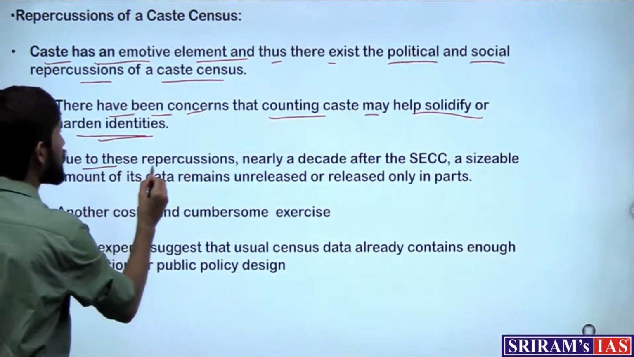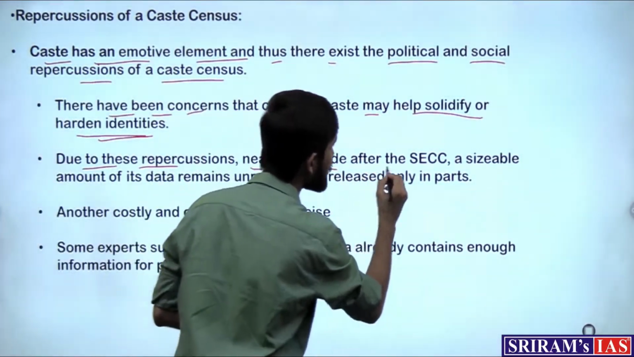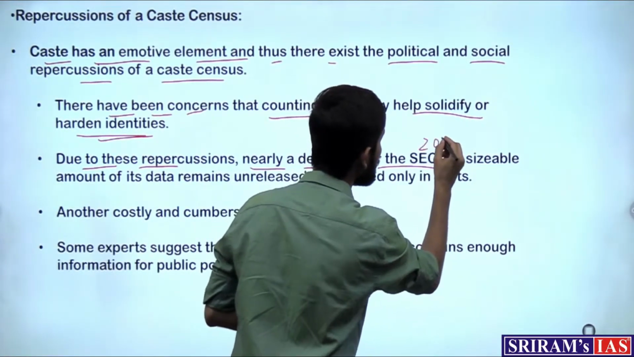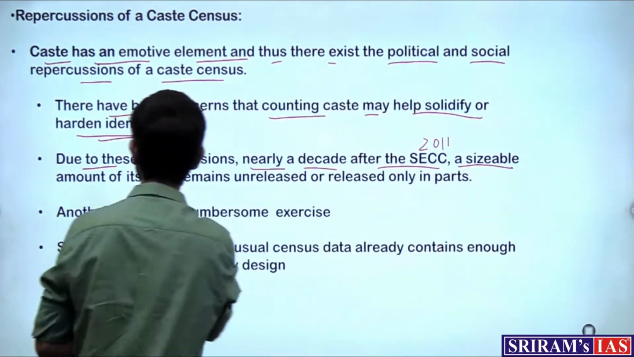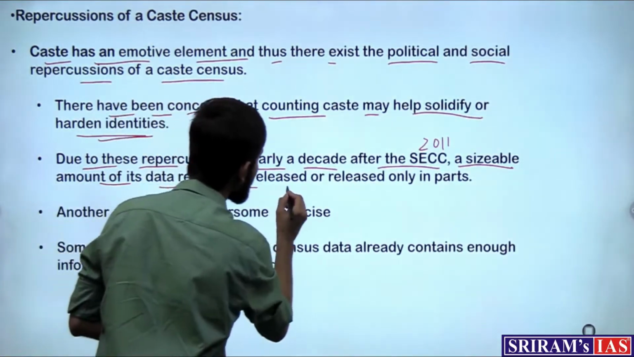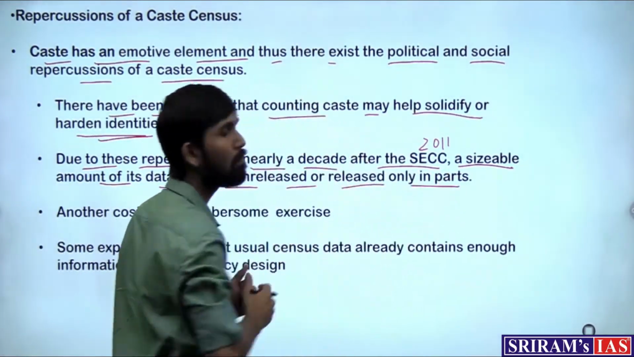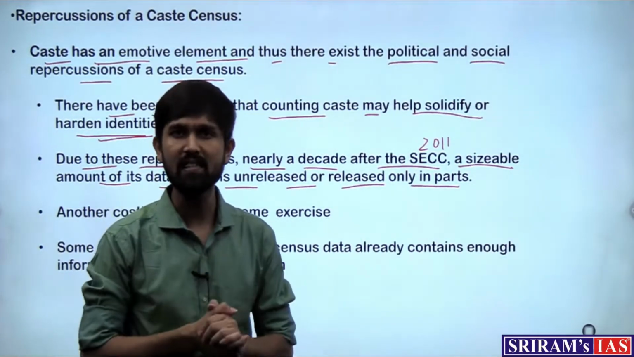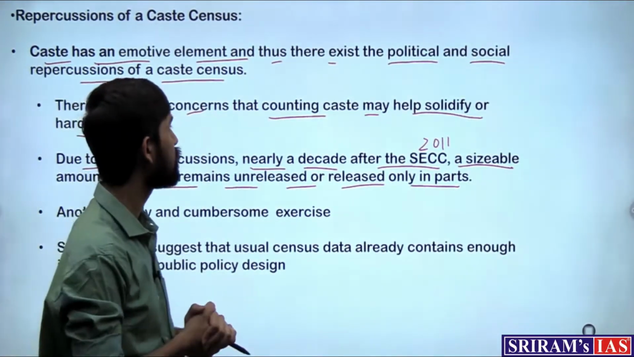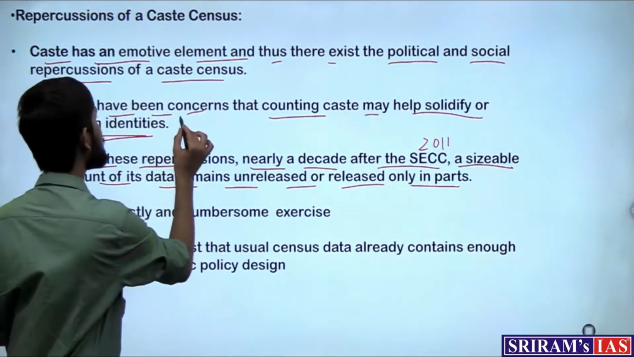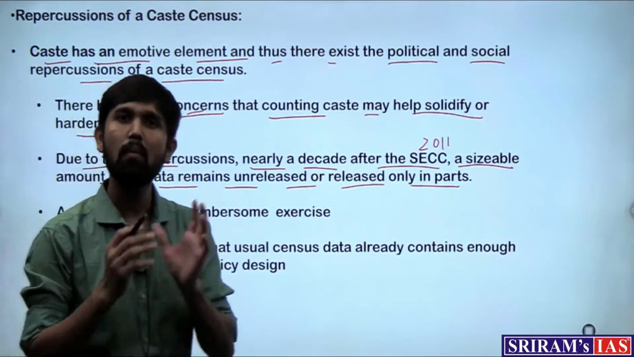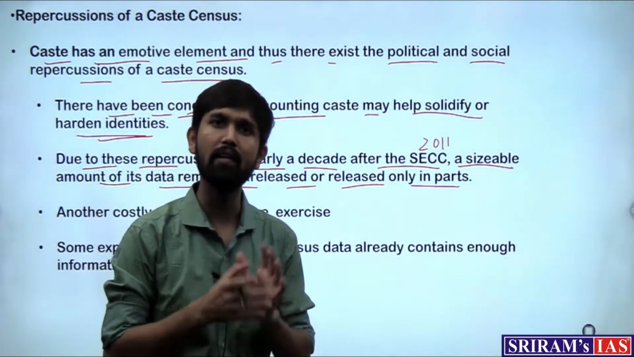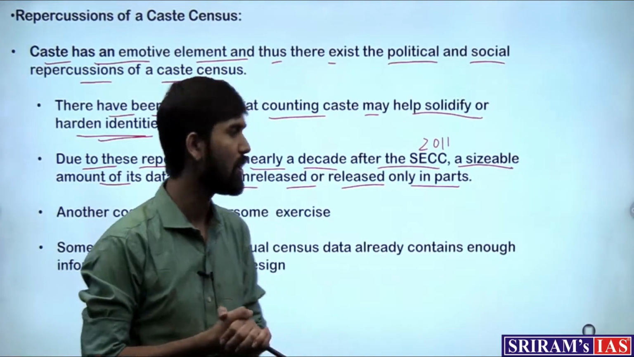Due to these repercussions, nearly a decade after the SECC, which was conducted in 2011, a sizable amount of its data remains unreleased or released only in parts. This is the reason why a lot of the data of the SECC of 2011 has not been put out, for the simple concern that this information might not be taken in the right manner and might harden or solidify identities and inequalities.